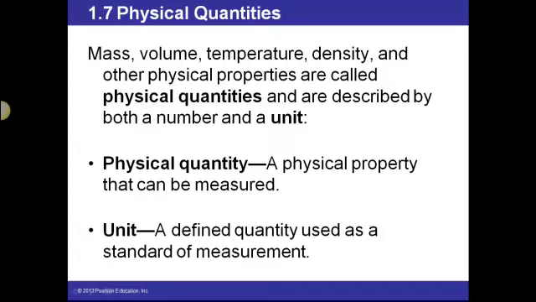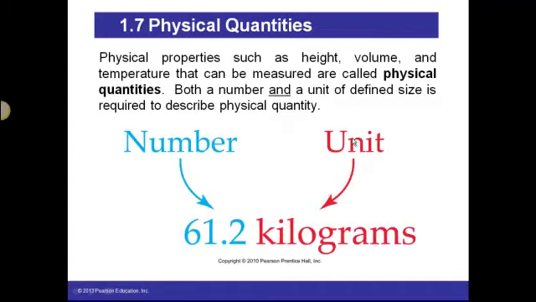So a physical quantity then is a physical property that can be measured about a substance. The unit then is a defined quantity that's used as the standard of measurement. And we're going to talk about the different units that are commonly used within the laboratory. Mostly the metric system is going to be used to define our common units for things like mass, volume, temperature, length, and time. So again, our physical quantities require a number and the unit that goes along with it.